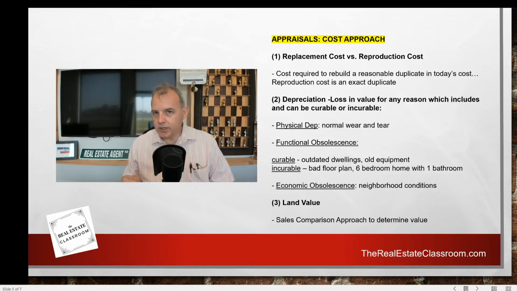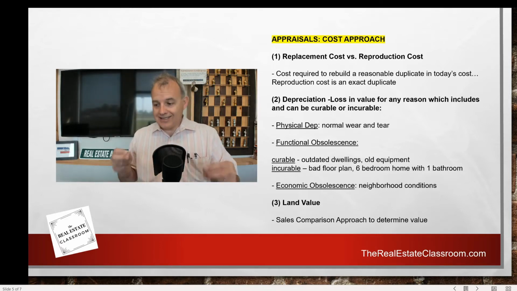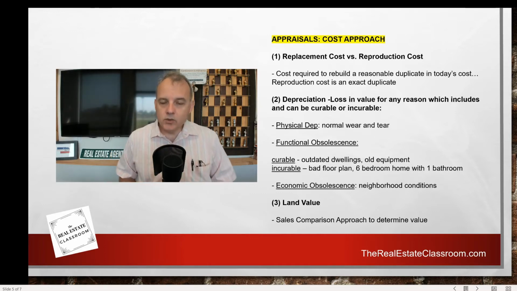Now, what's reproduction cost? There are times when an appraiser is doing an appraisal on a very, very unique building, such as a building that's on let's say a historical registry, where if it burns down, we want to replace that improvement in the exact manner that it was. We're going to create an exact duplicate of that dwelling or that improvement. If we're going to do that, then we're going to have to use what's called reproduction cost. It's exactly like the subject property. Those are the differences between those two terms.